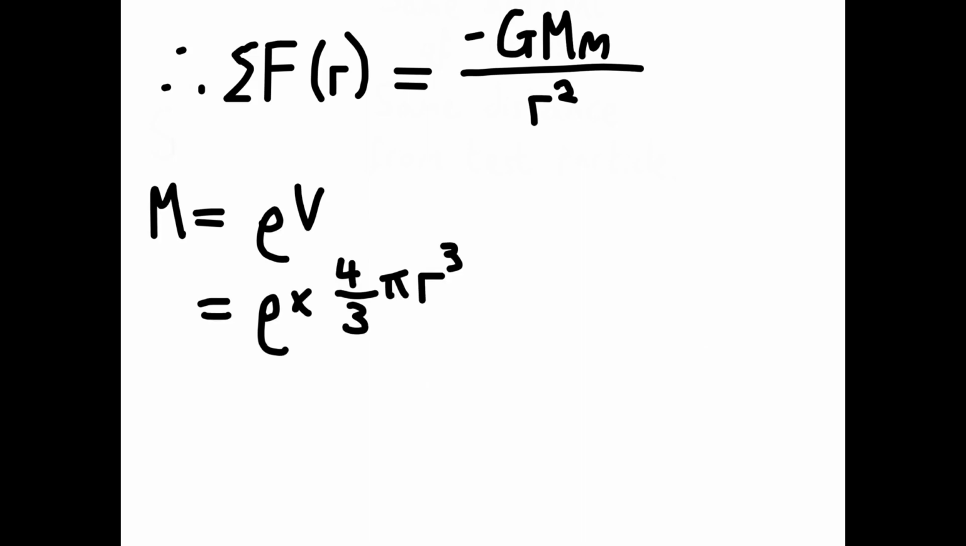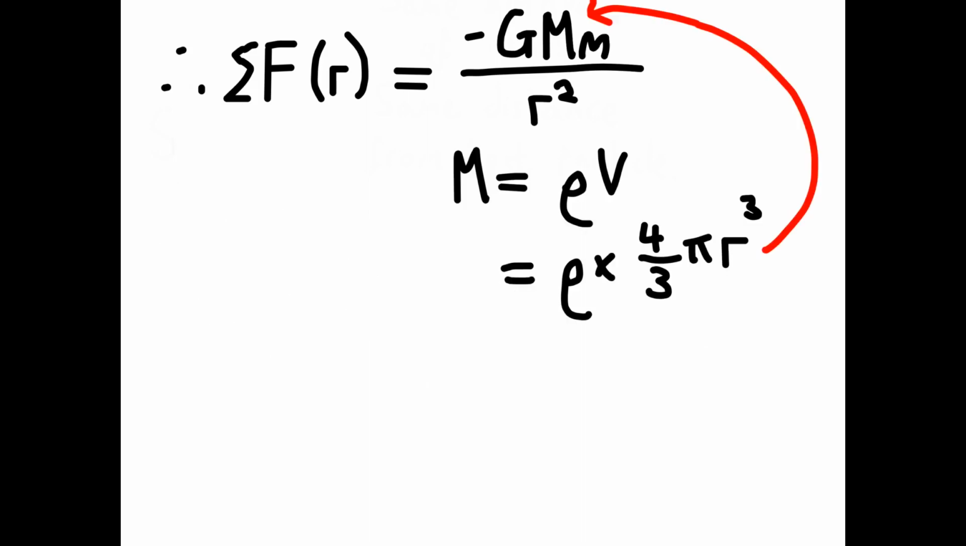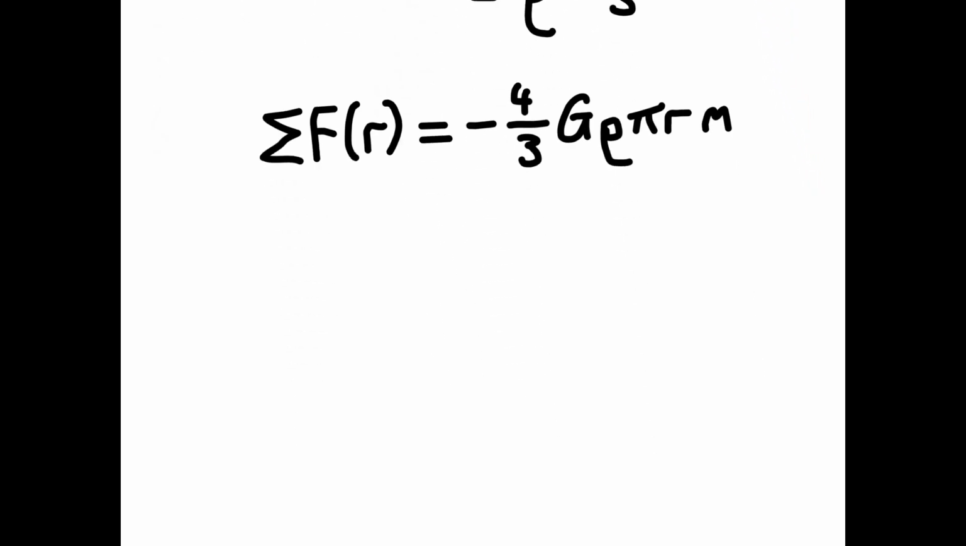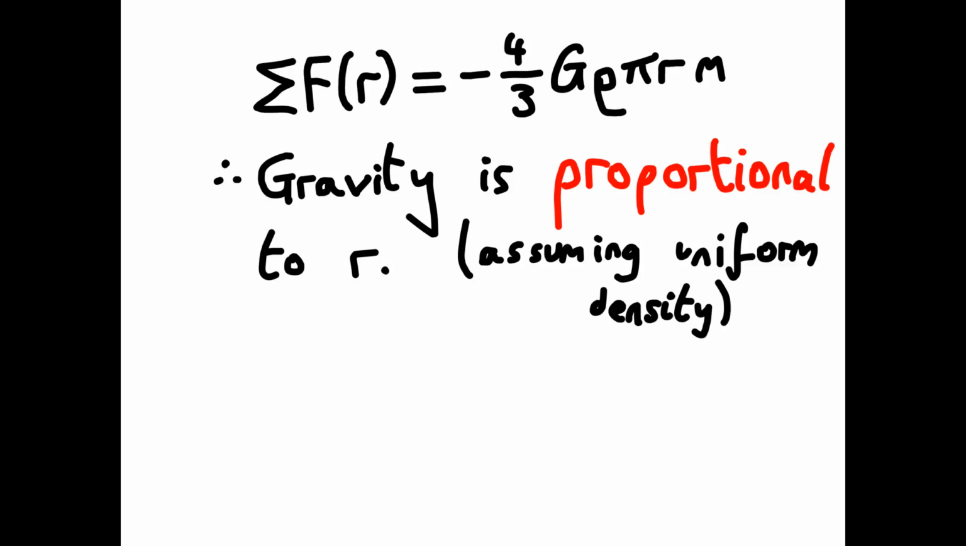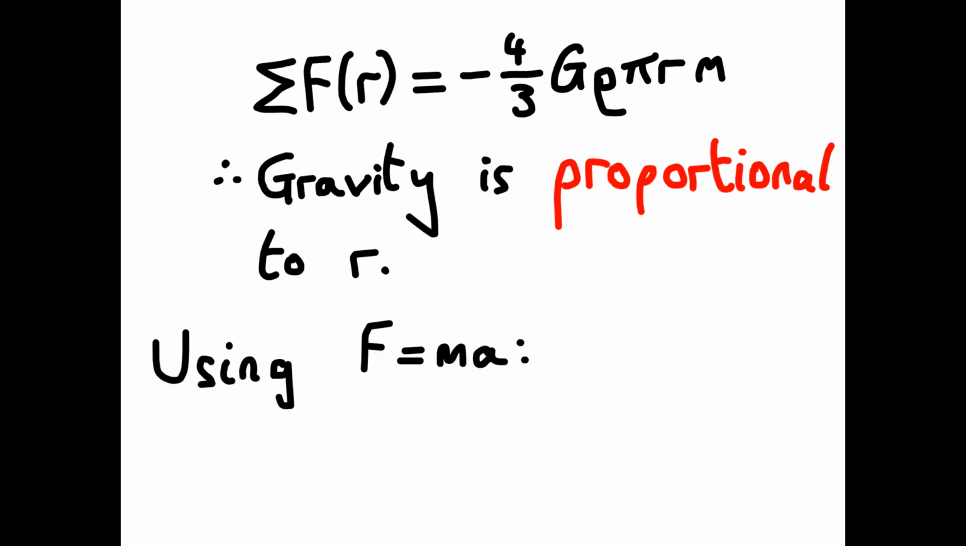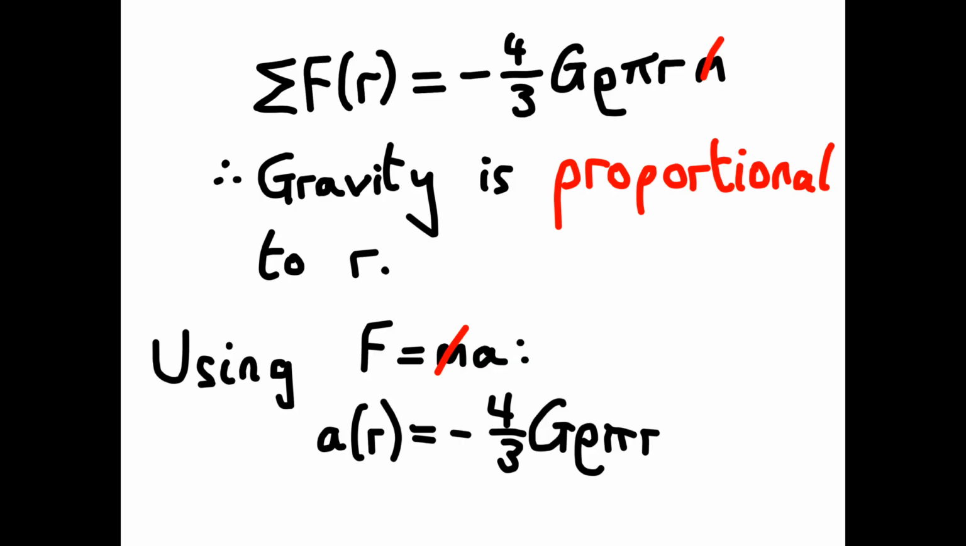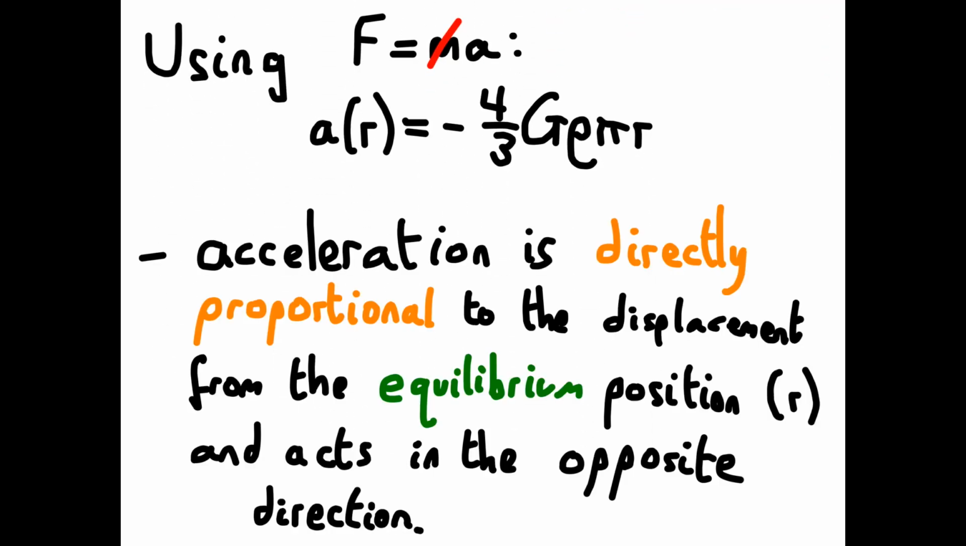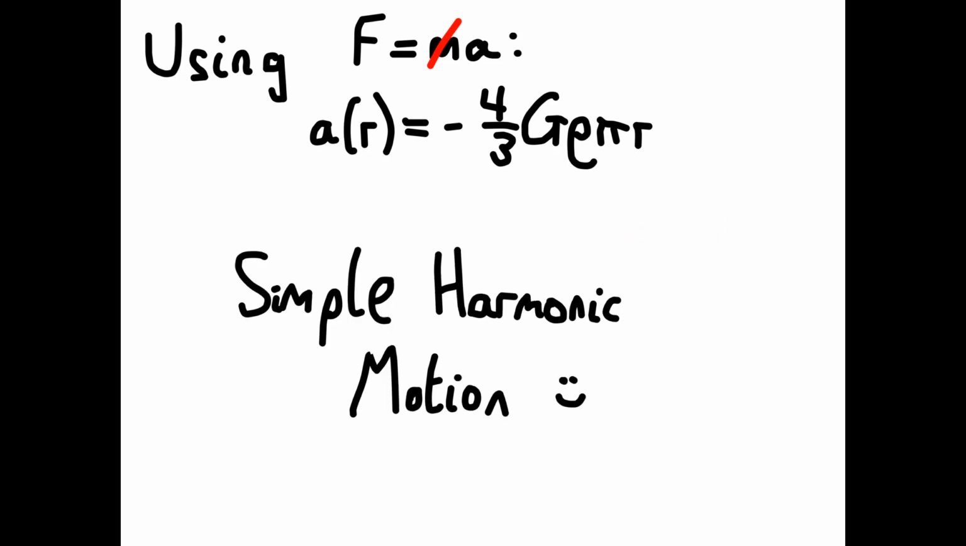Big M will be the density times volume, which we can sub into our main equation, and then cancel the r squareds. Our new equation will now be proportional to r, again assuming uniform density, and we can use F equals ma to get an expression for the acceleration of the train as a function of its distance from the center. We can see that acceleration is directly proportional to the displacement from the equilibrium position, or r, and acts in the opposite direction, and this is the definition of simple harmonic motion.